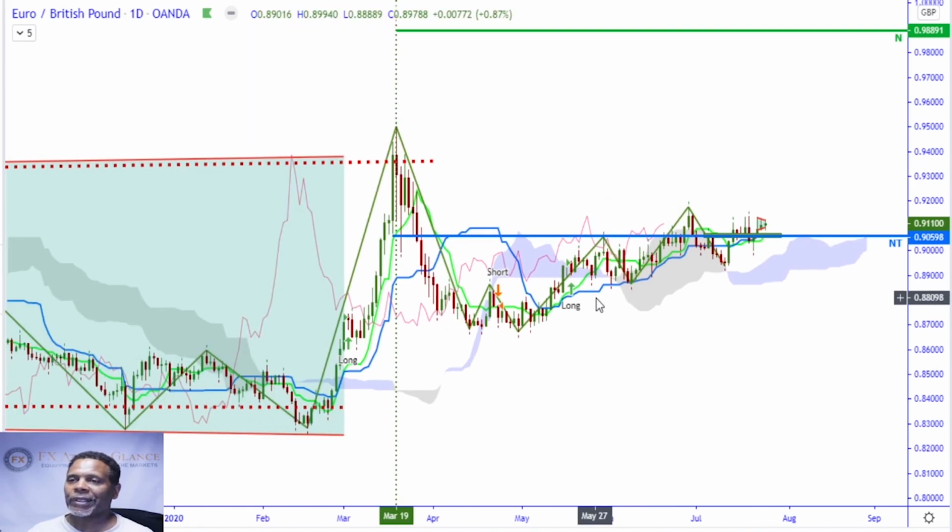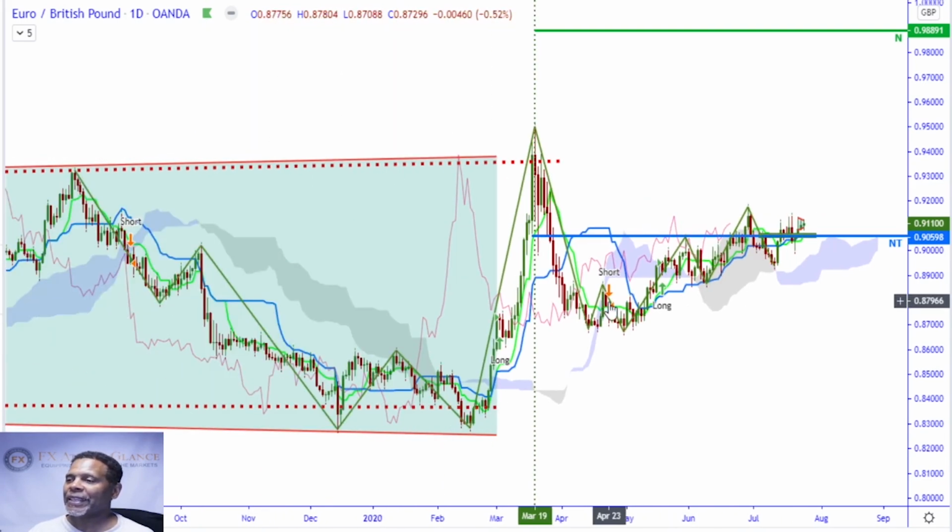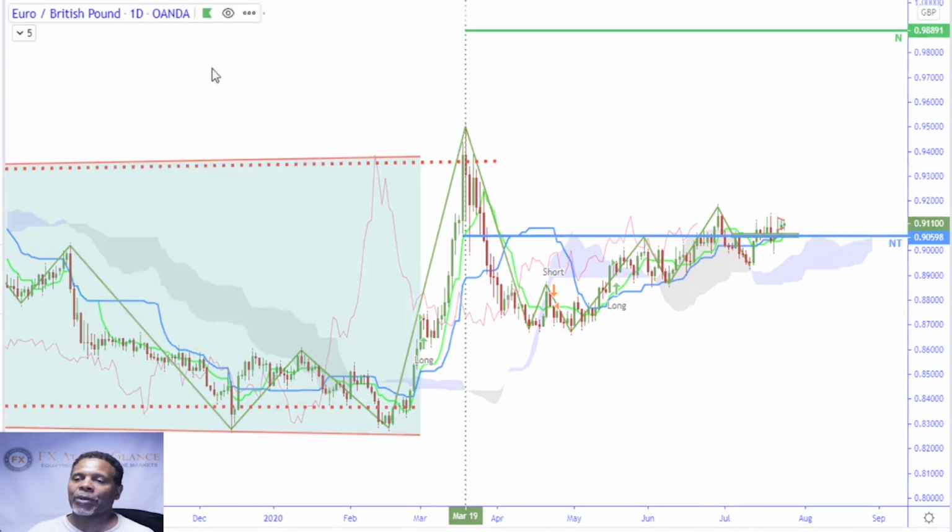Euro pound. Did I want to look at this on the daily? Yes, I did. This is pretty much the same. Let me go to the monthly real quick.